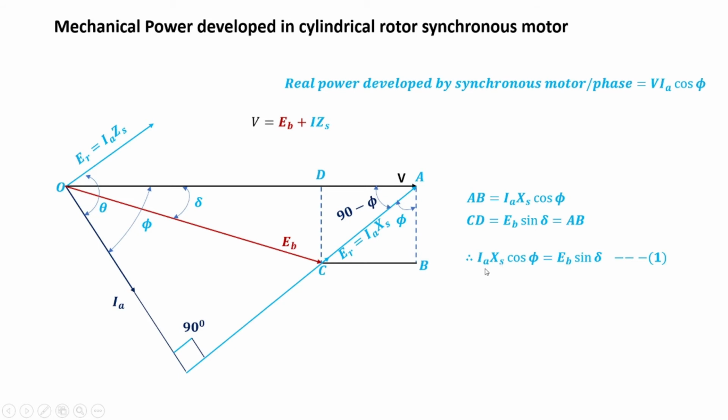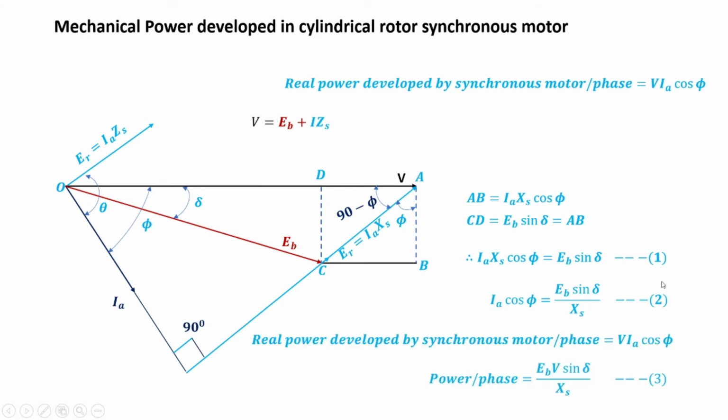We obtain Ia Xs cos phi is equal to EB sin delta. From this we can find the expression for Ia cos phi, which is EB sin delta by Xs. Substituting this expression for Ia cos phi in the expression for real power developed in the synchronous motor per phase, we obtain power per phase as EB V sin delta by Xs. That is the final expression for mechanical power developed in a cylindrical rotor synchronous motor, assuming armature resistance is 0.